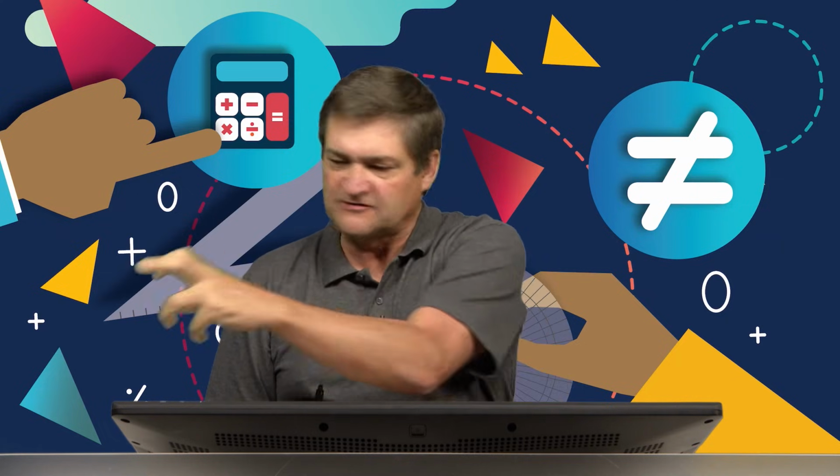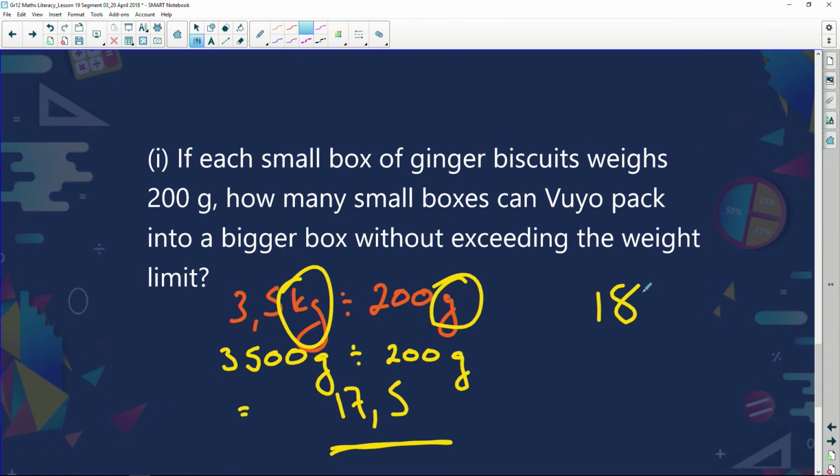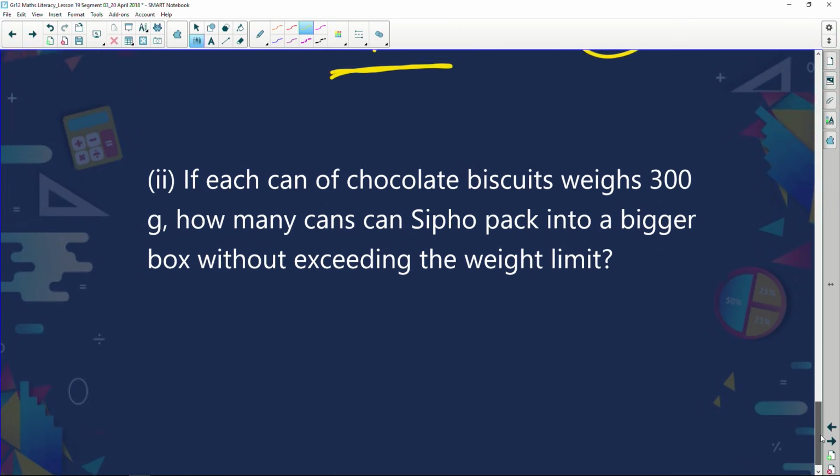Imagine you order a big box of biscuits, you get them, and there you've got 17 packs of little biscuits in and a little half of another, like someone's taken some biscuits out and shoved them in the box. You can't do that. So I can't fit 18 in because this box can take a maximum of 17 and a half. I'm not going to pack half, so I'm going to pack 17 little boxes into my big box.